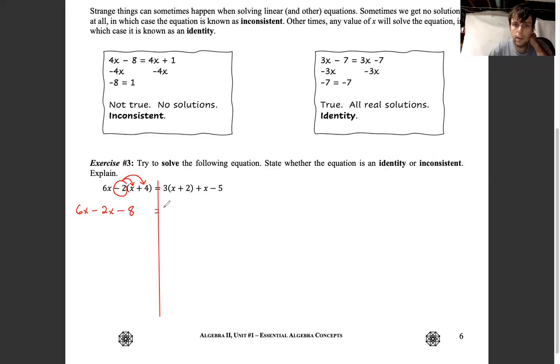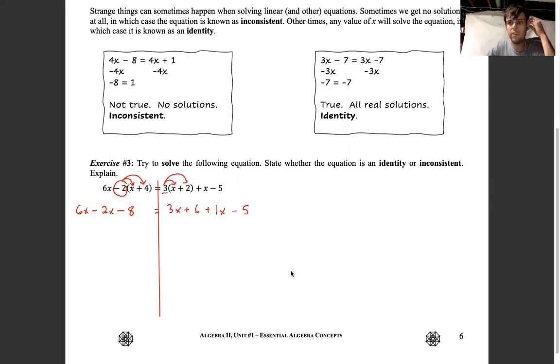Okay, a little bit complicated. Over here, we have this 3 that needs to get distributed. So we have 3 times x and 3 times 2 plus x. Whenever you have just an x, remember that there really is an invisible 1 in front of there. There is 1x with that, and then -5. You don't have to write it. I went ahead and wrote it just to remember that.